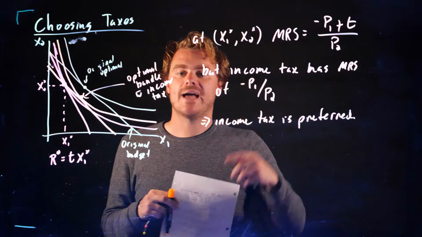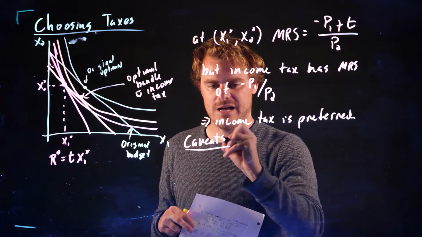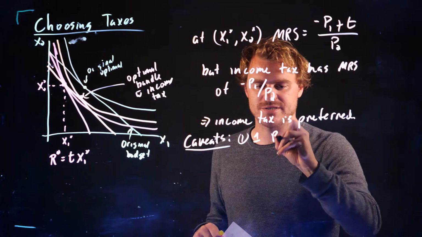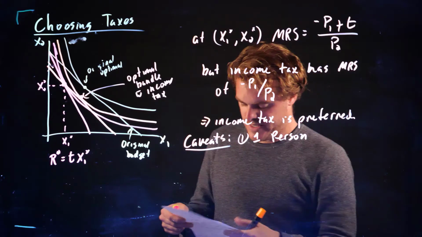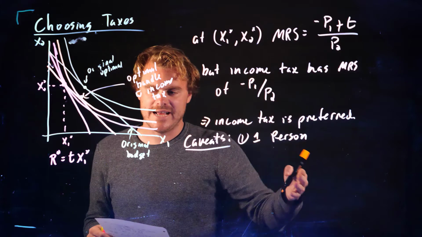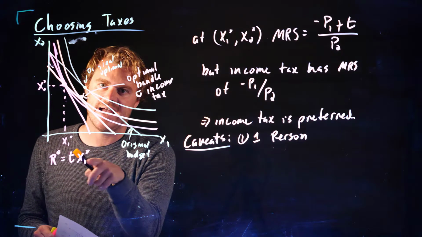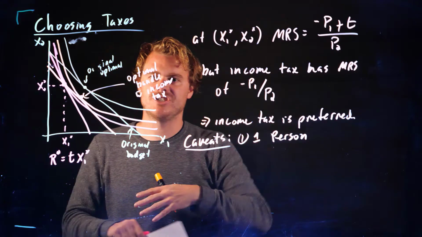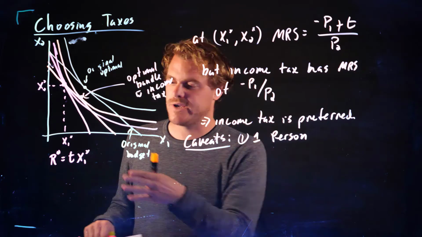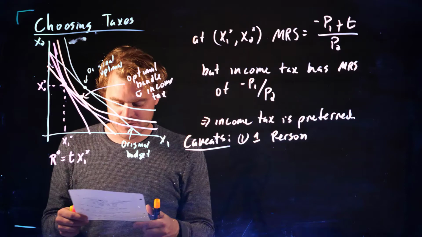Okay, a couple caveats about this analysis here, because we made some generalizations. First of all, it was only for one person. And so different consumers are going to end up having different revenues based on their choices of how much they have, right? So we can't really generalize that in general income taxes are always preferred. It's just that when we look at one consumer, it's preferred because we can actually equate these revenues, right?